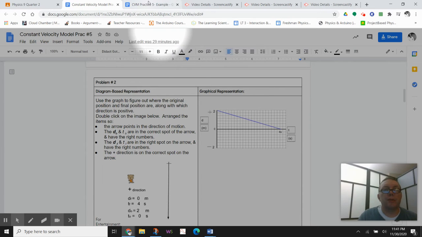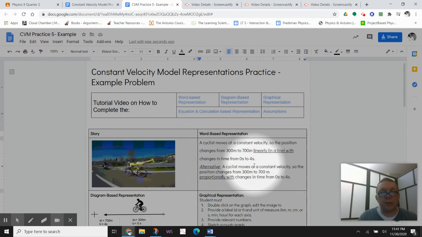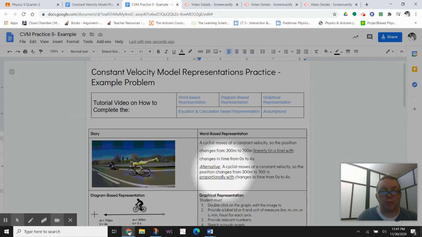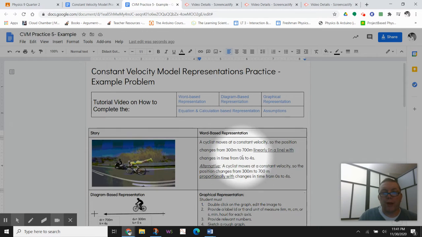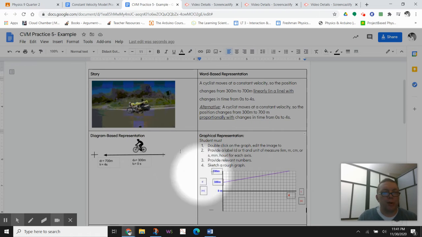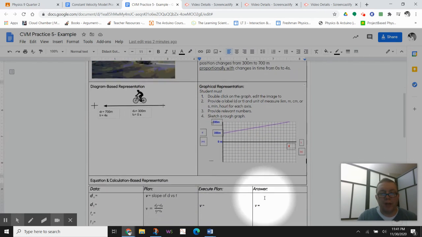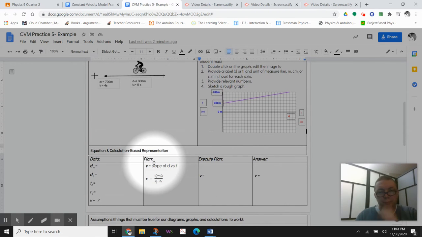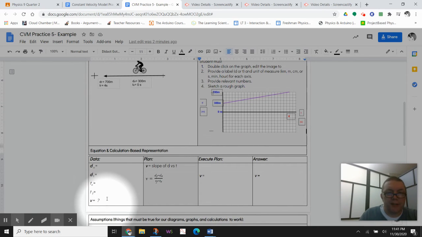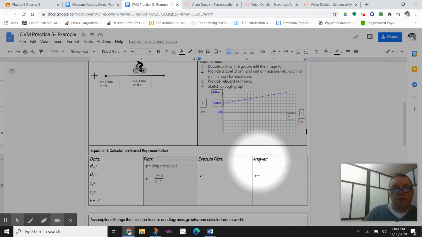This video is going to look at this constant velocity practice problem. The grayed out sections, this part has been done. These parts have been addressed in earlier videos. What we're going to take a look at in this video is the data section, the execute the plan section, and the answer section, just how to go through and do those things.